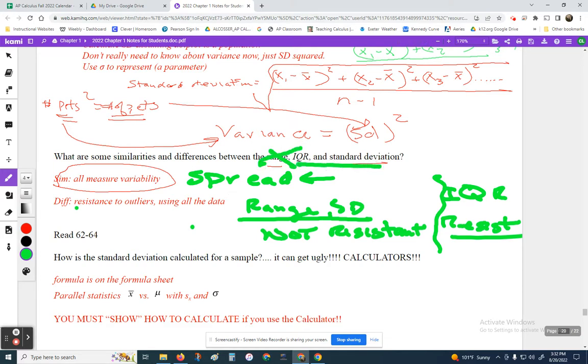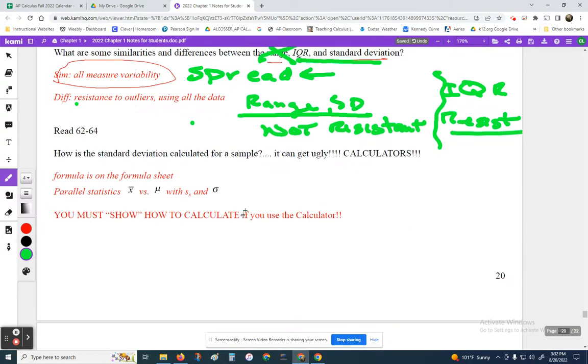All right? Now, here's the best part about statistics, guys. This is literally the best part. And those of you that had calculus already, remember all those stupid formulas we had to memorize and all that crazy stuff? There are no formulas to memorize in here because this formula that I'm going to give you is on the formula sheet. You're probably getting the formula sheet in class. That's because it can get super ugly. So you need to have calculators ready to go.